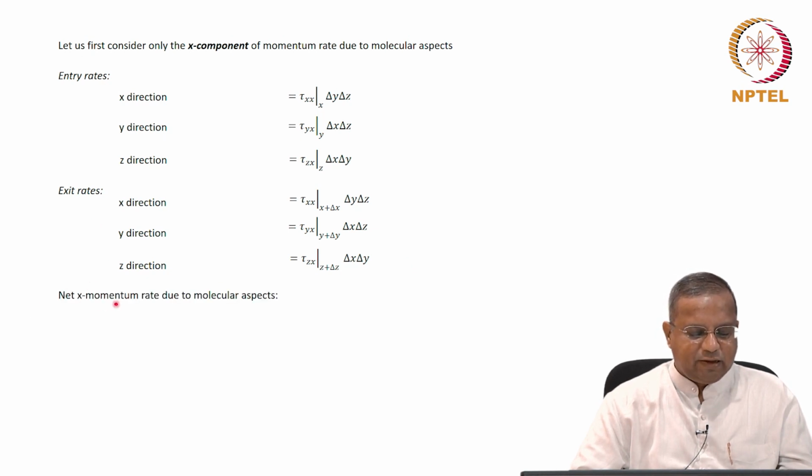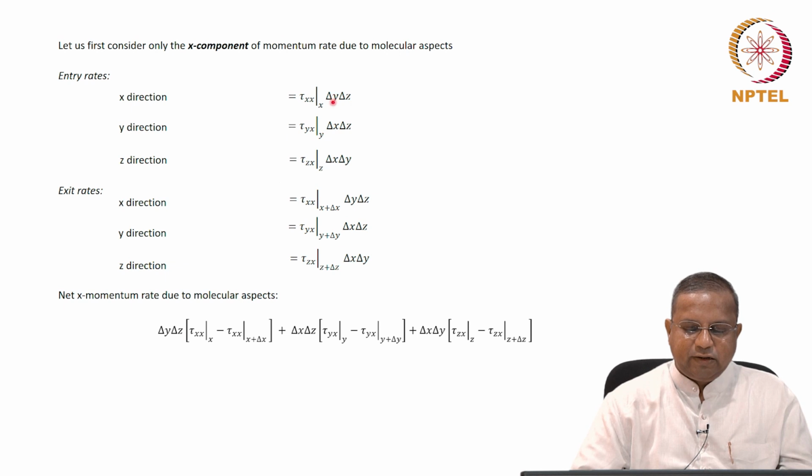So the net x momentum due to molecular aspects alone is entry minus exit. Therefore, delta x delta y delta z times tau xx at x minus tau xx at x plus delta x. Similarly, you have a term for the y component and a term for the z component. If you recall the momentum balance, it was momentum out minus momentum in plus the sum of the forces equals 0 in the case of steady state, right?